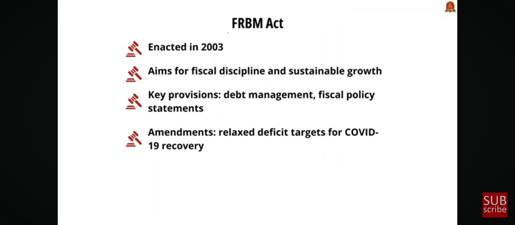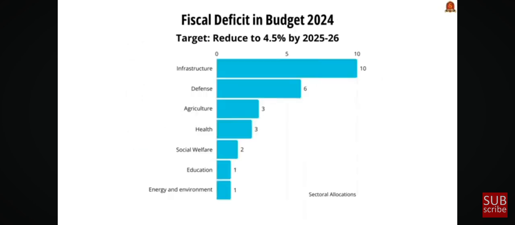See, FRBM has been a frequently asked area and more importantly in prelims, so please pay attention. See, the FRBM Act was actually enacted in 2003. It aims for fiscal discipline and sustainable growth of a nation. Its key provisions include debt management and fiscal policy statements. Post COVID-19, several amendments have been made in this act also. Have a look at this.